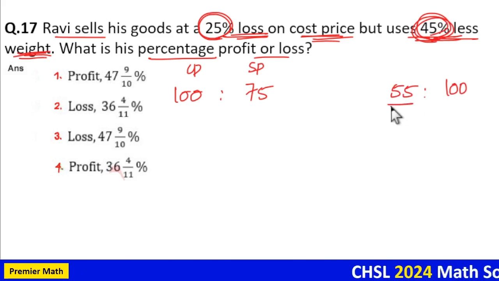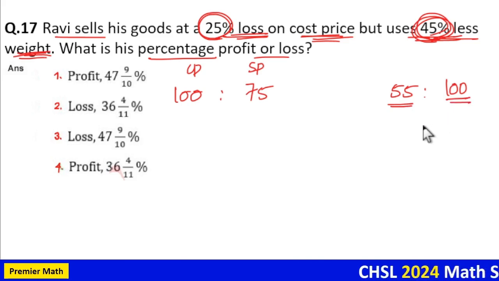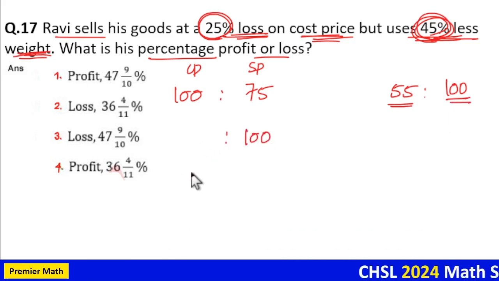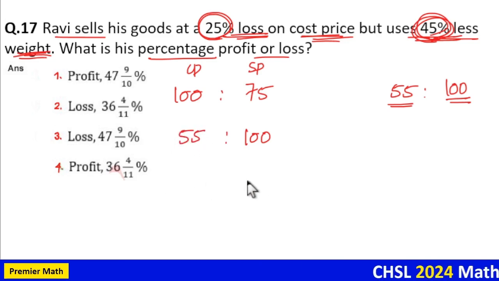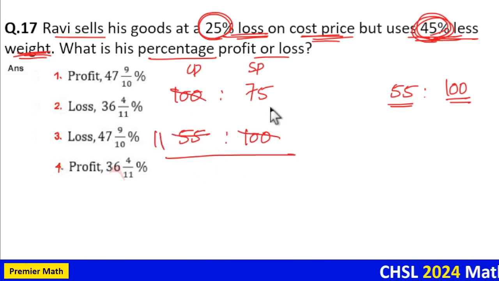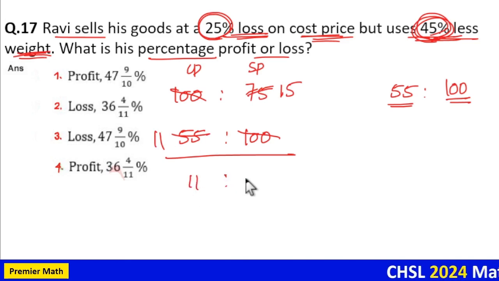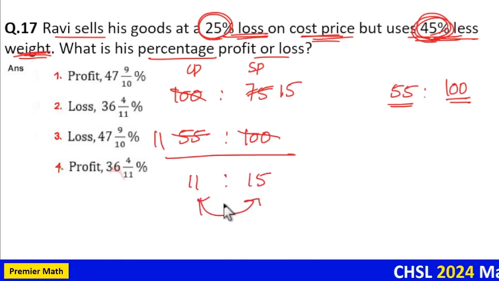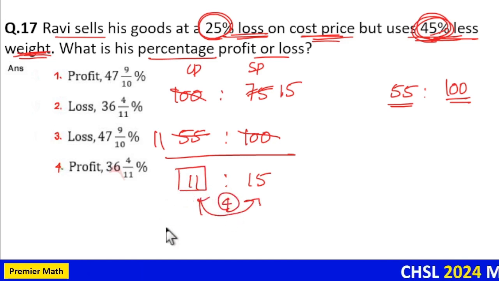That is, it only costs him 55 kg cost, but he will get the 100 kg price. The customer will pay for 100 kilograms, but he only gives 55 kilograms. So he only bears 55 kilogram cost. Now, take the ratio. 5 goes 11 times in 55, 5 goes 15 times in 75. So 11 and 15 are the cost price and sell price, which means here 4 parts is the gain out of this 11 parts cost price.